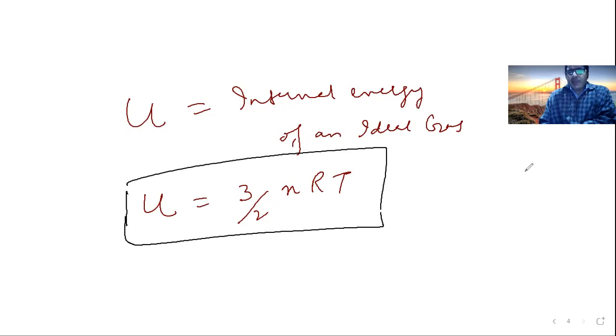So that means if I have an ideal gas, I fix its amount, that is n, R is constant, then its internal energy is proportional to absolute temperature. Or in other words, it is function of temperature only. That means for an ideal gas, if you change its volume or pressure, keeping its temperature constant, its internal energy will not change because it is function of temperature only. So you need to remember this.